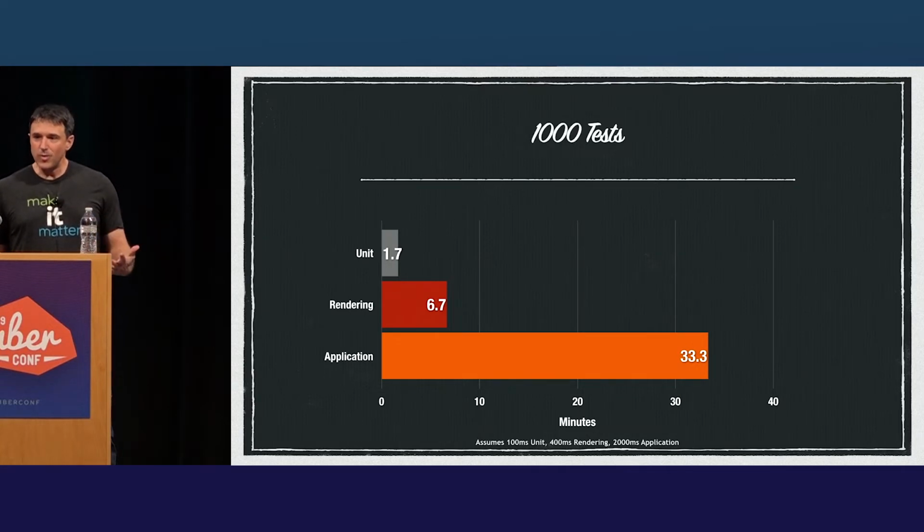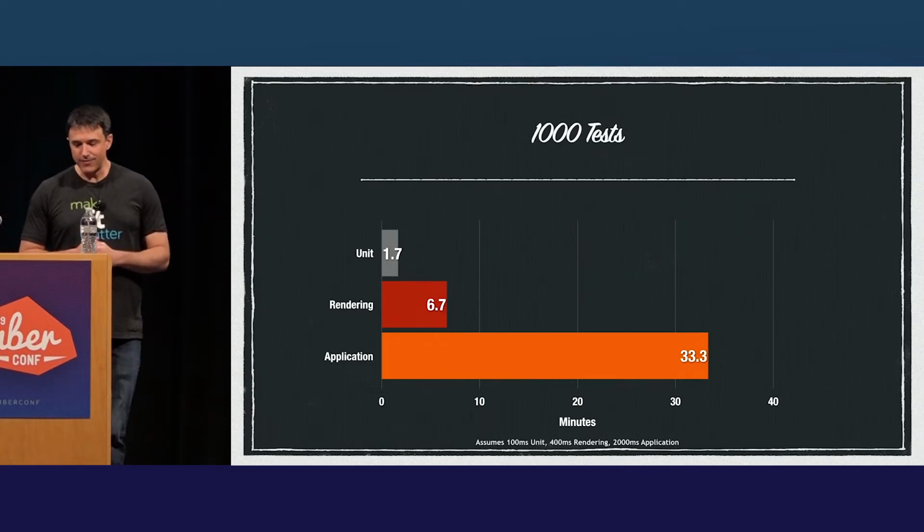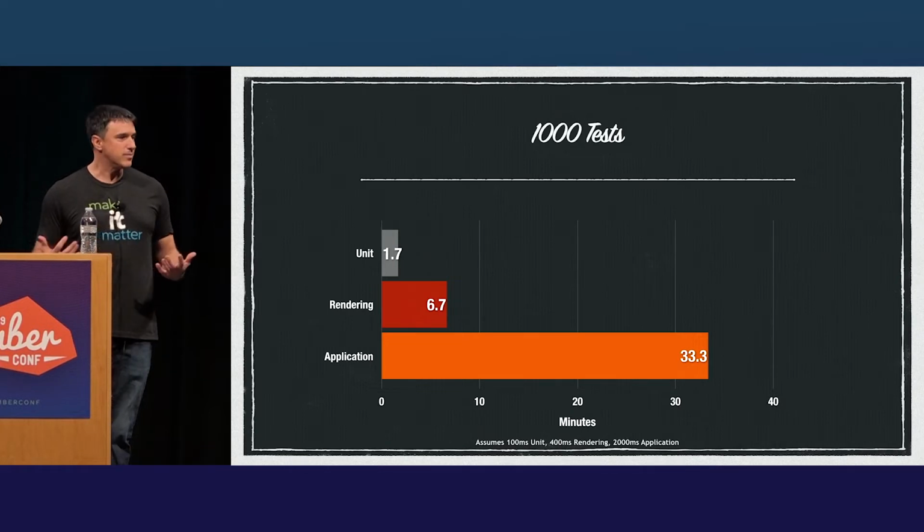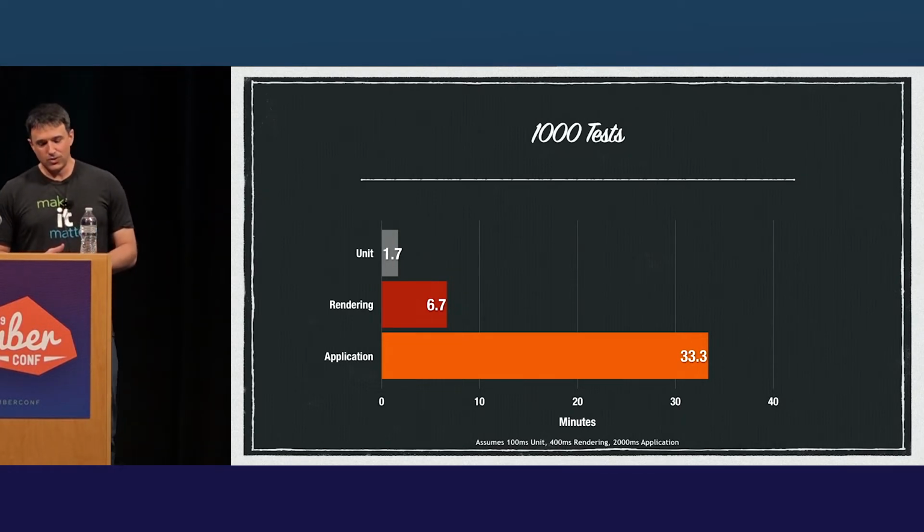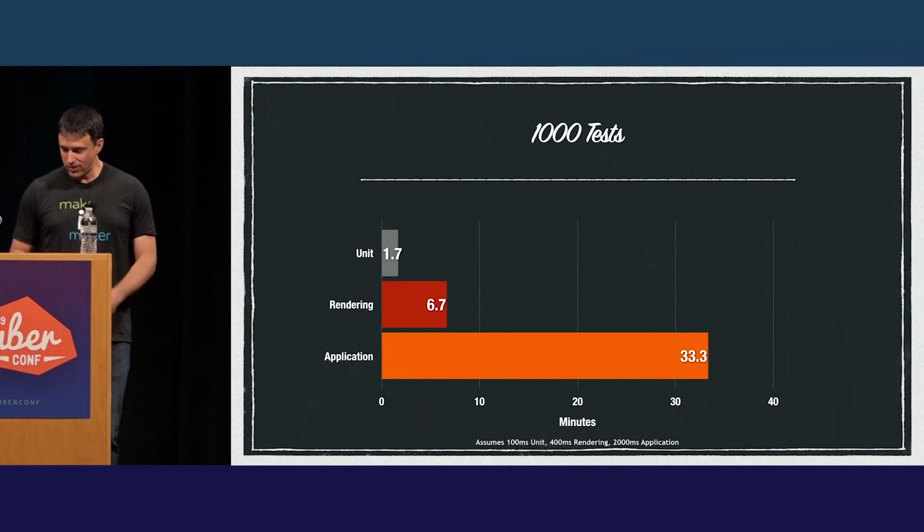Your rendering tests are a little bit better. They're more like a coffee break. And then finally, your unit tests is doing something quick, maybe like checking your Twitter notifications, as long as you don't go into a black hole there.